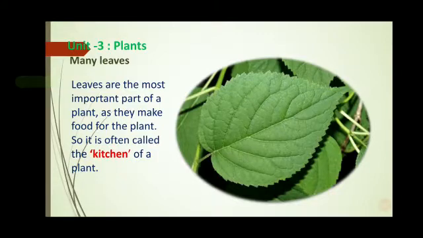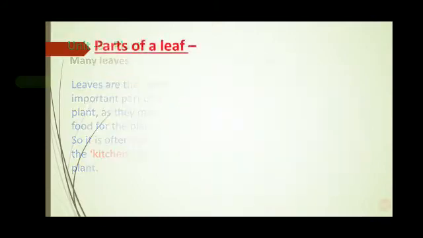So students, leaves are considered as the most important part of the plant because they help to make food for the plant. Because of this function of preparing food for the plant, they are also known as the kitchen of a plant. So to know more about the leaf, we have to understand what are the parts of the leaves. So let's read about parts of a leaf.